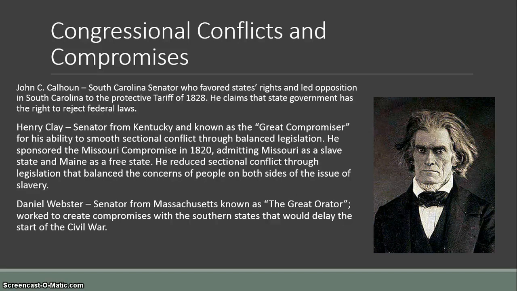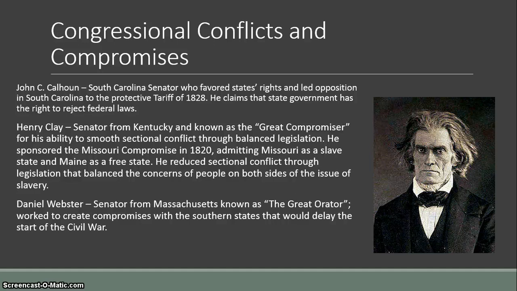So John C. Calhoun, remember, he was the South Carolina senator who favored states' rights. And he was the one who, when the Tariff of Abominations came in, told Jackson it's the state government's right to reject your law. If we don't like it, we can reject it. And that's what Jackson came back and said, ha ha ha, no, I got an army over here. So John C. Calhoun is the one who supported states' rights.